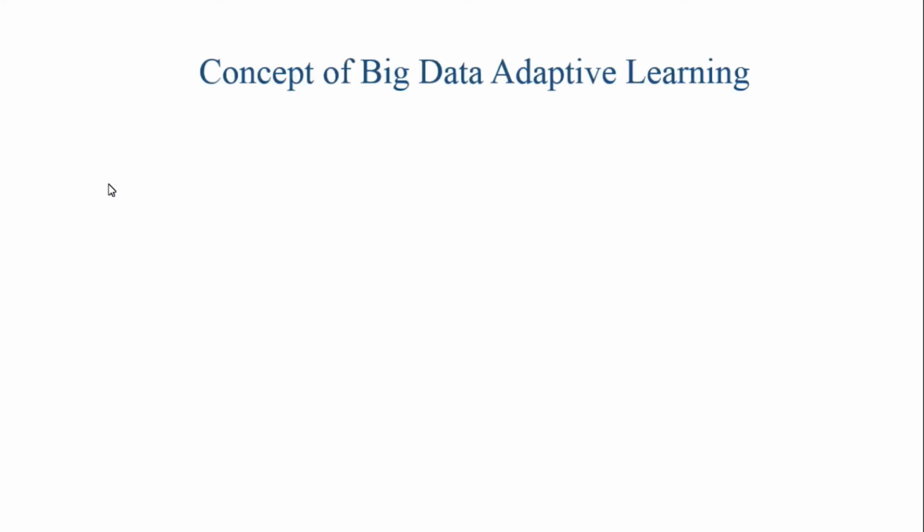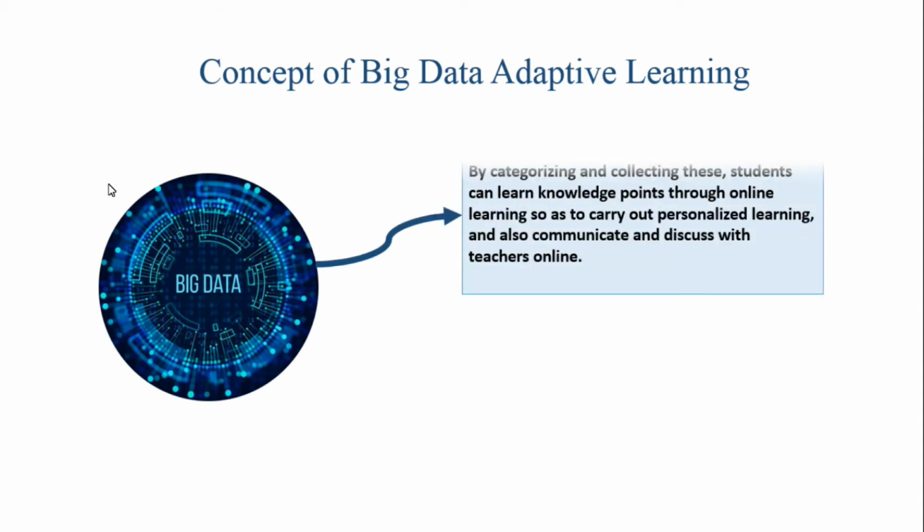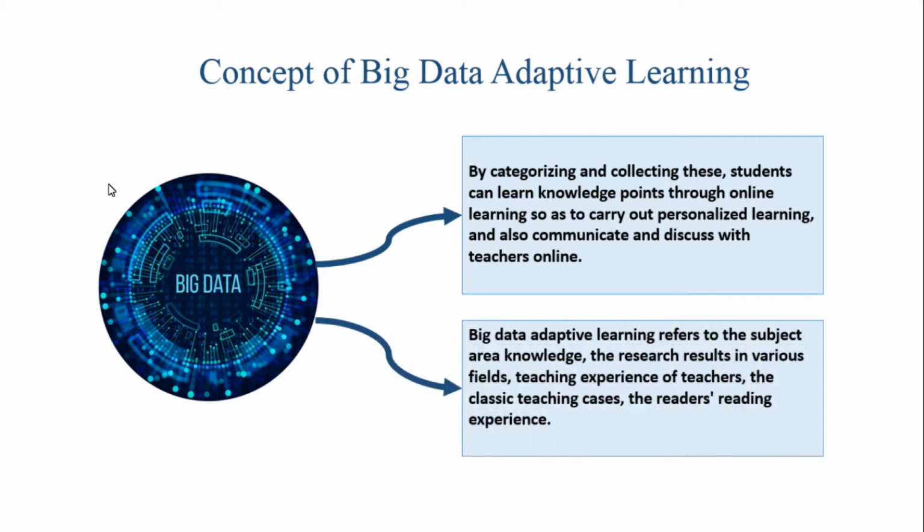Data is the carrier of information and the source of knowledge. Big data adaptive learning refers to the subject area knowledge, the research results in various fields, the lecture notes and the teaching experience of teachers, the classic teaching cases, the test questions and answers, and the reader's reading experience. By categorizing and collecting, students can learn knowledge points through online learning or offline downloading, so as to carry out personalized learning and also communicate and discuss with teachers online.